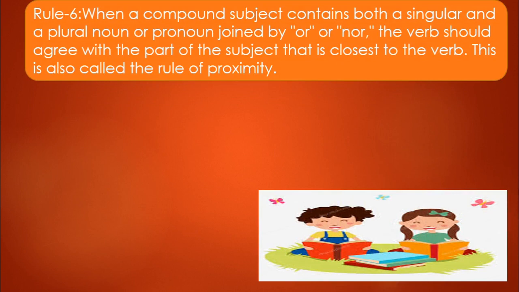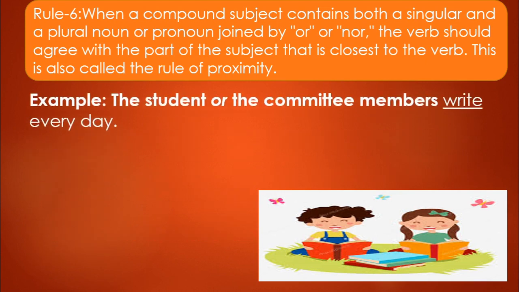Rule number 6 is when a compound subject contains both a singular and a plural noun or a pronoun joined by or or nor, the verb should agree with the part of the subject that is closest to the verb. This is also called the rule of proximity.